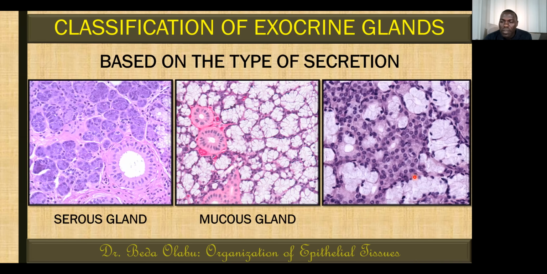Look at the third one. The third one has a mixture of mucus and serous acini. So you can call it a mixed gland, or you can call it a seromucus gland. So based on the type of secretion, we have those three varieties of exocrine glands.